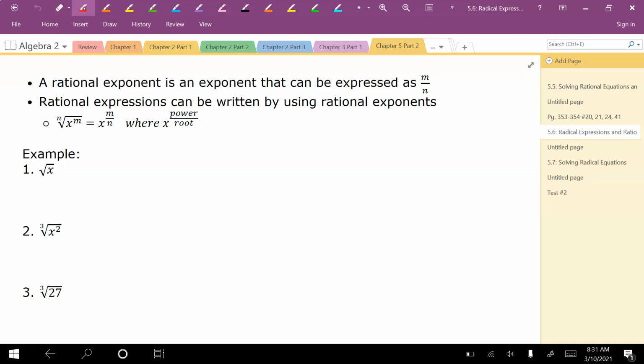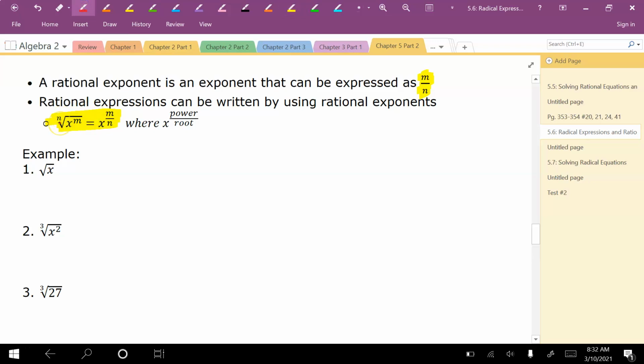Now the exponents for radical signs are all going to be rational, which means they're all going to be fractions. And they're going to look like this form, m over n, okay? And where the m and where the n comes from is inside of your square root sign. So right here kind of demonstrates what's happening.